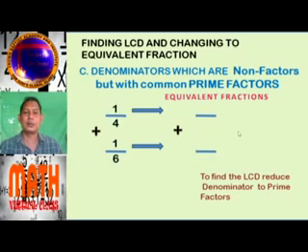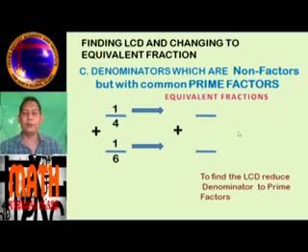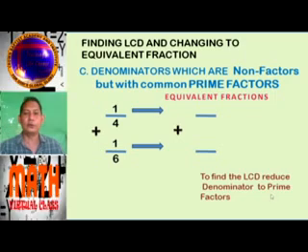Let's try another number. 1/4 plus 1/6. So again, these are non-factors. Of course, we know that 4 here is not a factor of 6. We cannot find in our multiplication table 4 times anything equals 6. So what will you do? Find the LCD, reduce the denominators to prime factors.